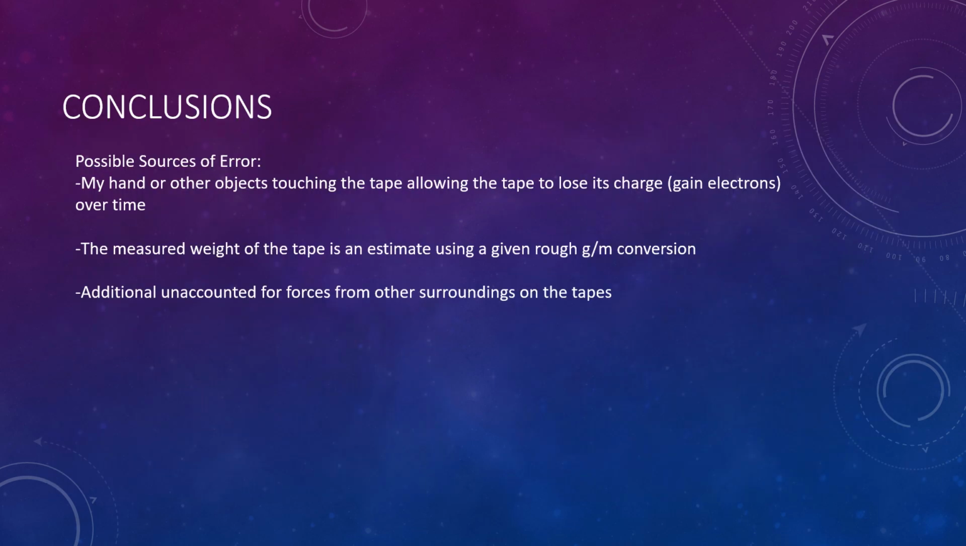Some possible sources of error in my experiment could be my hands or other objects touching the tape, which allows the tape to lose its charge or gain electrons over time through this contact. The measured weight of the tape is an estimate using a rough grams per meter conversion that was given for the experiment, and any additional unaccounted for forces from other surroundings on the tapes.